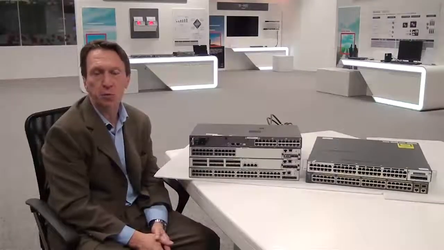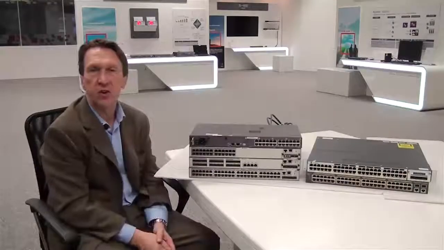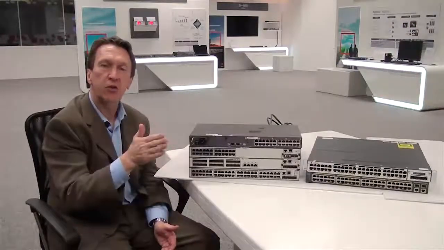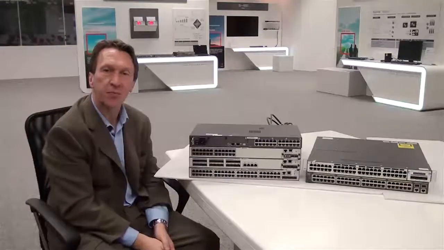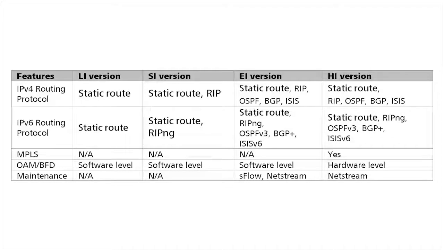Let's conclude by looking at a table that summarizes the key capabilities of the EI, HI, LI, and SI. If we begin by looking at IPv4 routing protocol support, you can see that as we move from the LI to SI to EI and HI, we add more capabilities. We begin with static routing, we add RIP, and then as we move to the EI and HI versions, we also add OSPF, BGP, and ISIS.